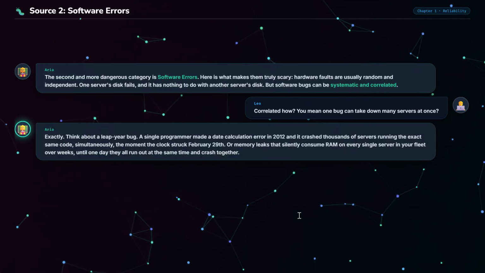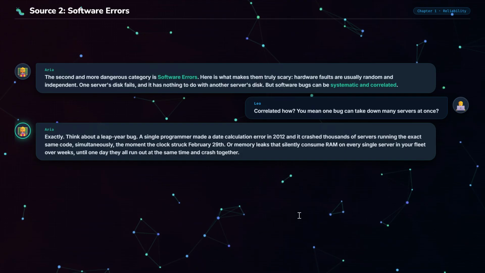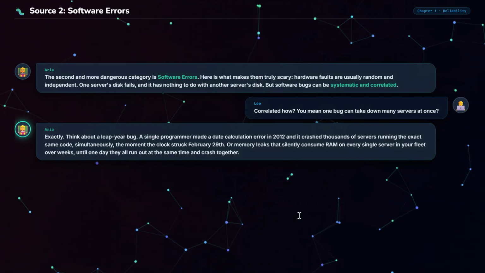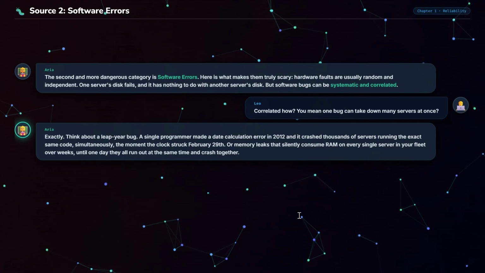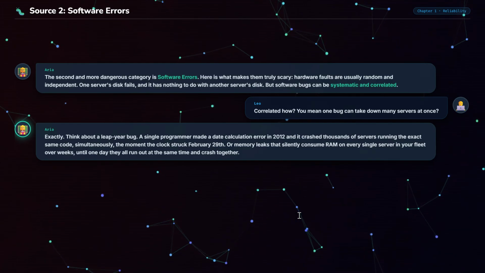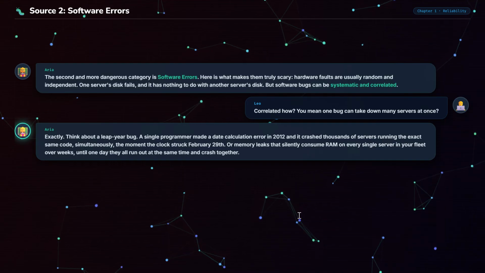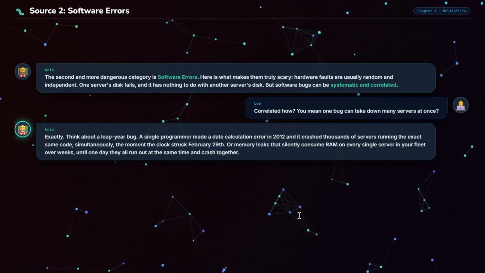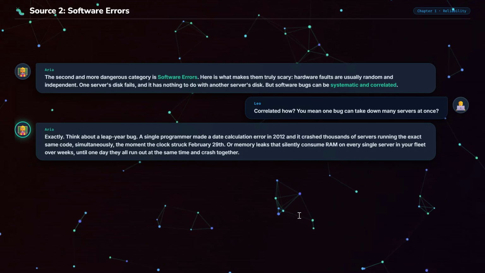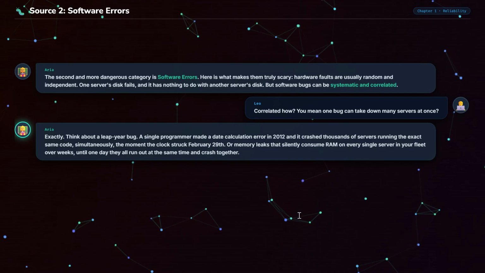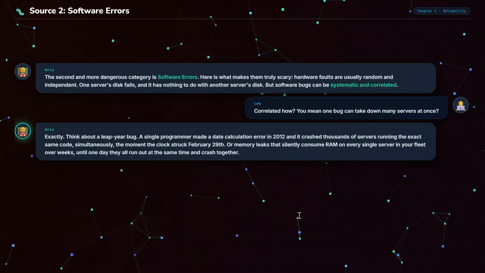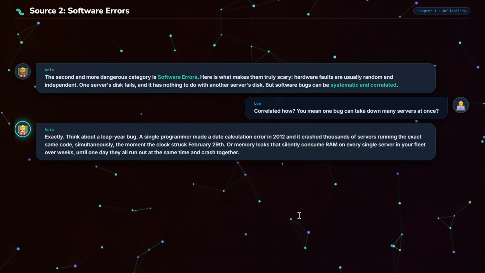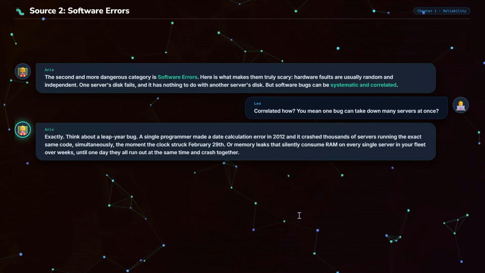That is exactly what happens. Leap year bugs, where a programmer makes a date calculation mistake and the moment February 29th arrives, thousands of servers running the identical faulty code all crash simultaneously. Memory leaks that silently consume a tiny bit of extra RAM on every server over days and weeks, until they all hit their memory limit simultaneously and crash together.